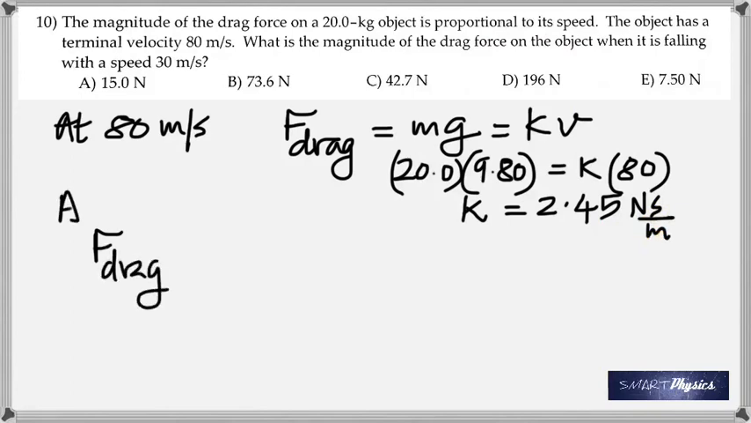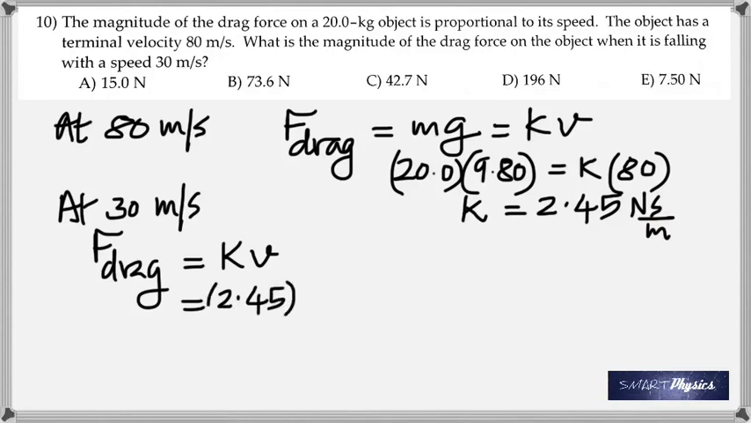Okay, now we can find the drag force at 30 meters per second. It's the same formula. F drag is constant times velocity. We already got the constant, and multiply by 30 to get 73.5 Newton.